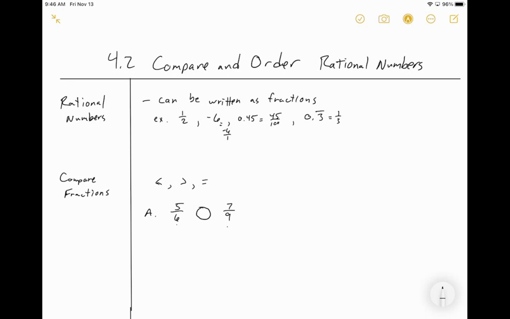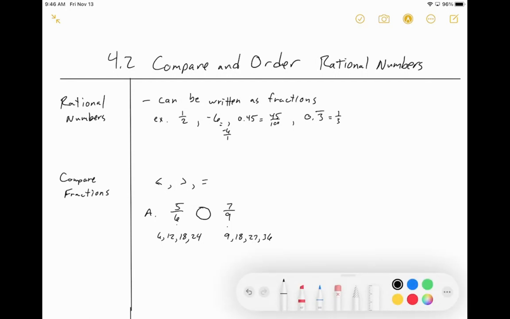Let's start with writing out all the multiples of the denominators. So I've got 6, 12, 18, 24, so on and so forth. From 9, I've got 9, 18, 27, 36. I keep going until I find something that matches. Right? So step 1 is to find a common denominator. Okay.